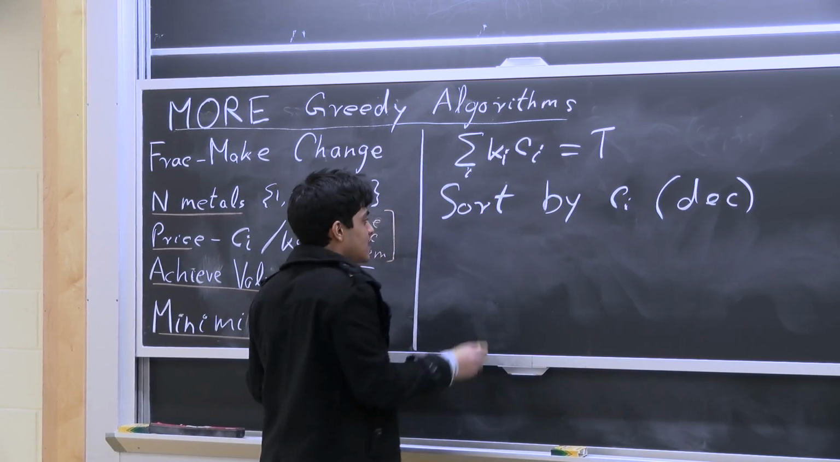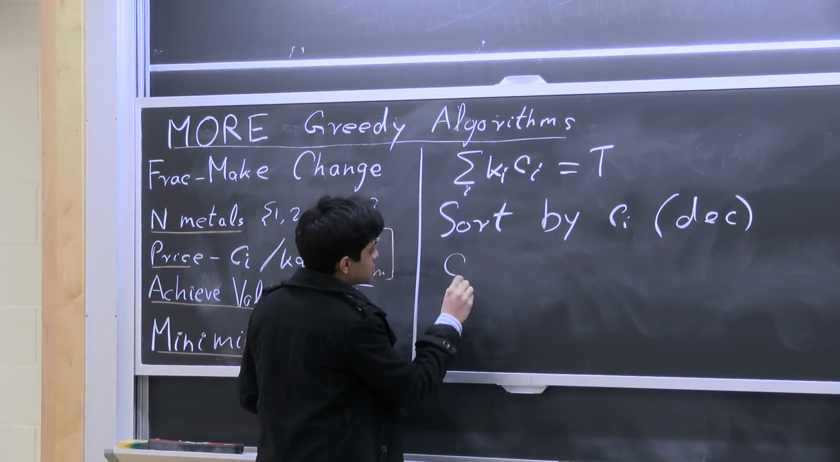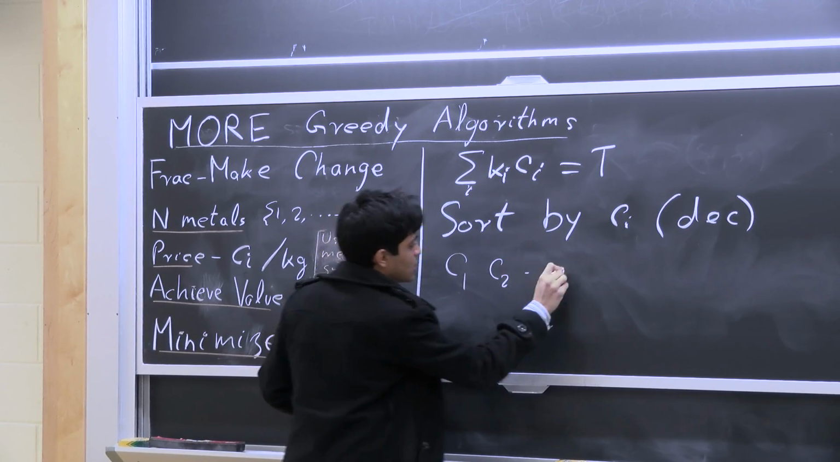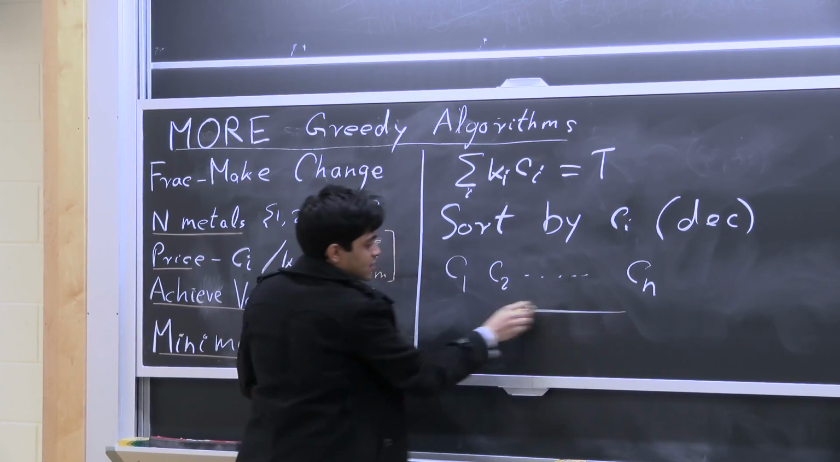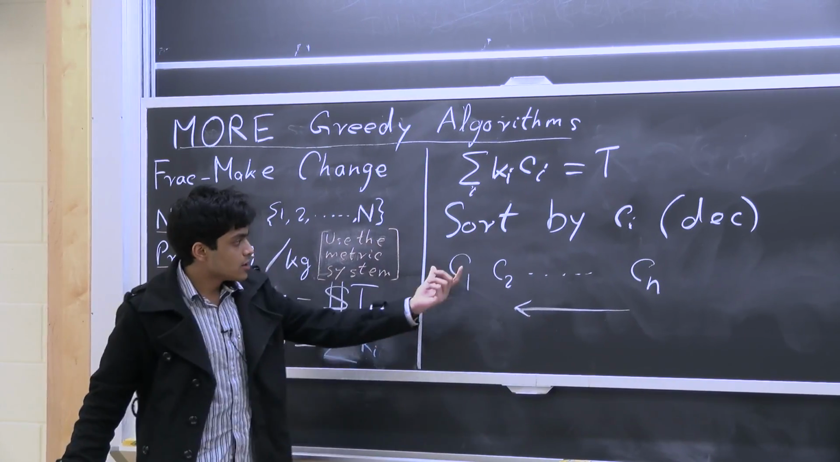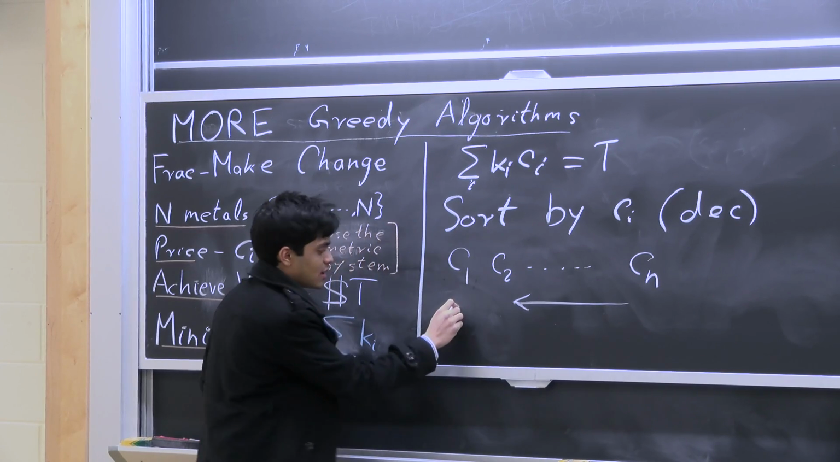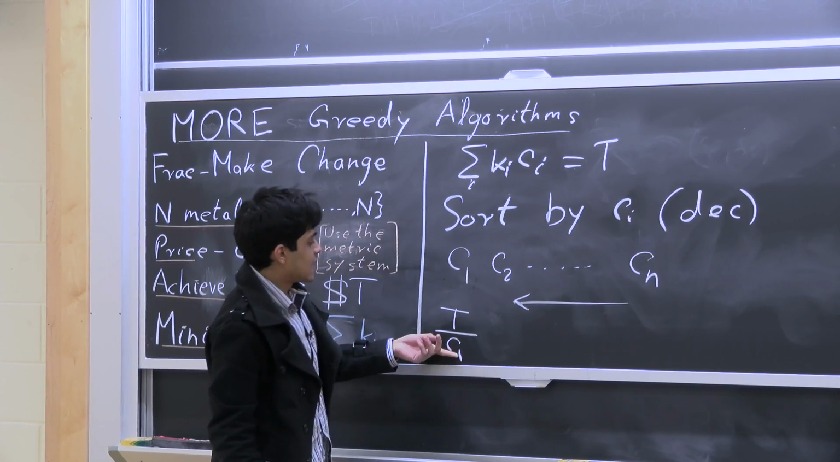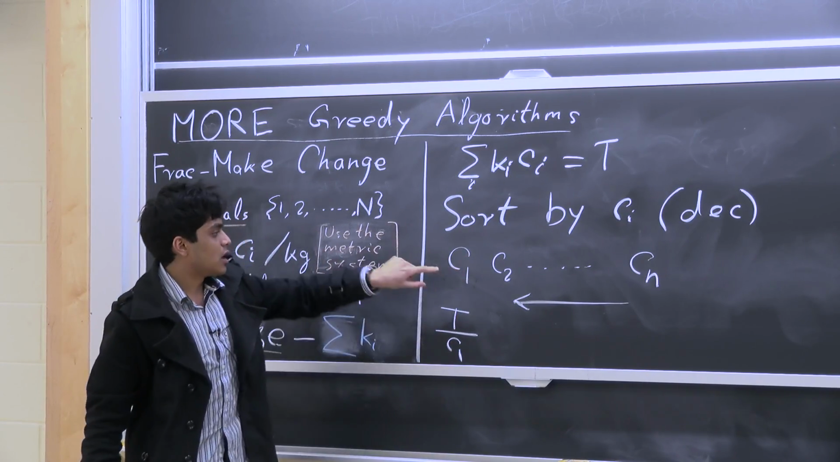So once you sort by Ci, let's say your costs are C1, C2, up to Cn, and these are in sorted order, so it's decreasing this way. Now you take your value T, and you look at T over C1. That is the amount of weight you would need to generate T. So you look at how much you have here.